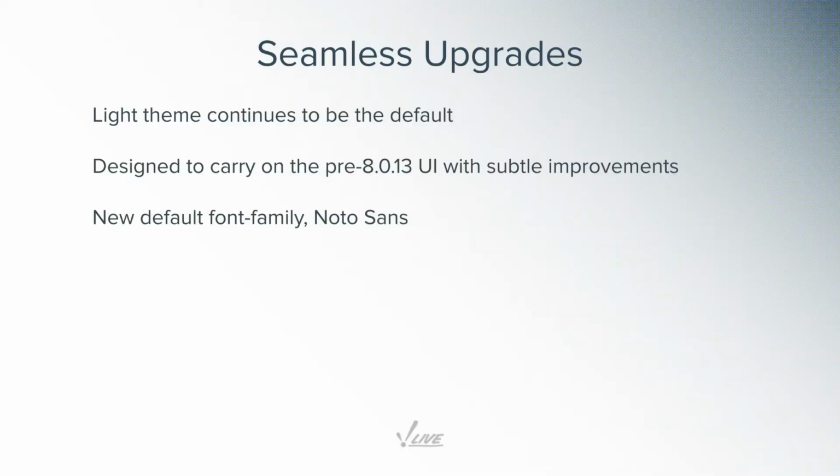And last but not least, we wanted the upgrade experience to be really seamless for our customers and our end users. So the light theme continues to be our default, as it was previously. We essentially designed it to carry on the pre-8013 UI with just subtle improvements, including those contrast studies that we did in accessibility guidelines. We also baked in a new default font family, which is Noto Sans. Before it was Roboto. Both are Google fonts, free and open source, but Noto Sans, we noticed, offers much more language support, and it's going to really help to aid our future localization efforts.